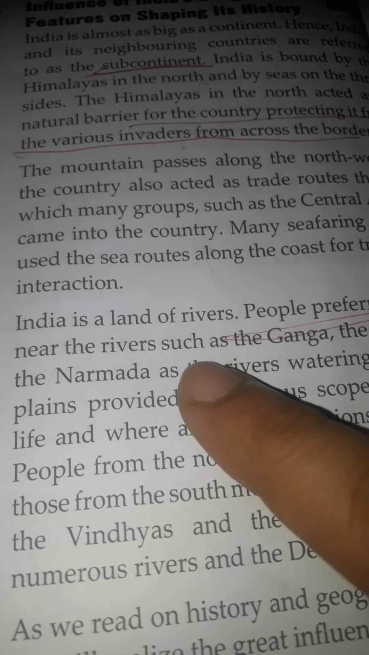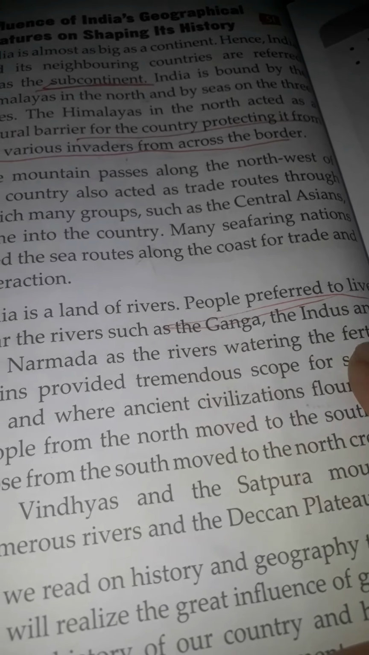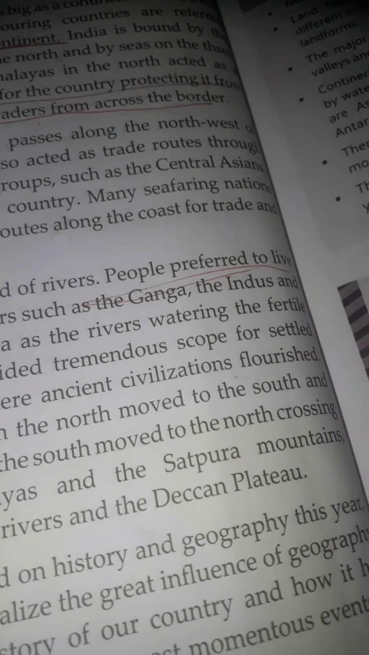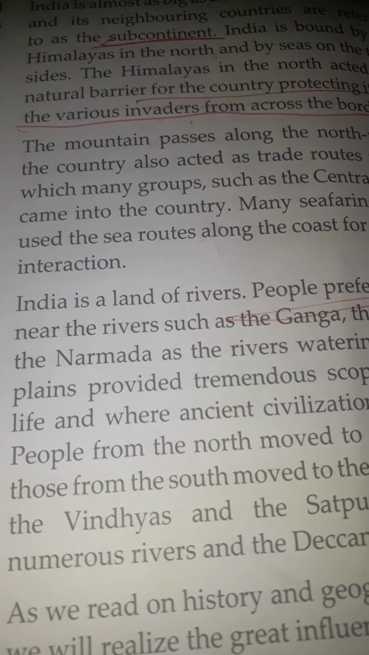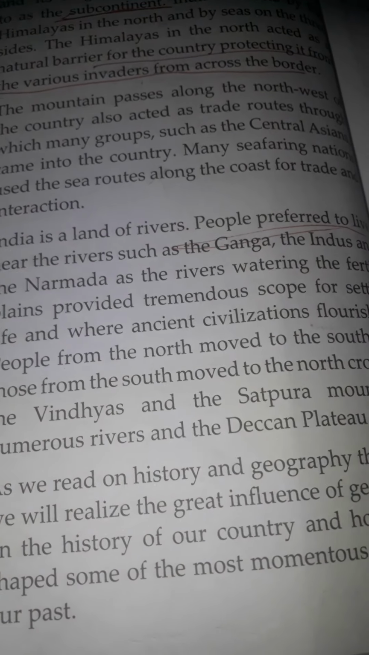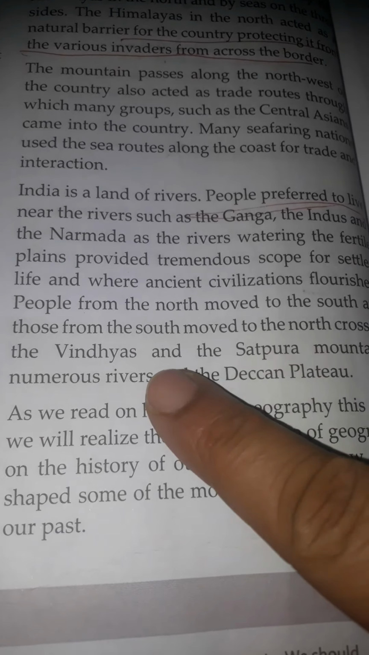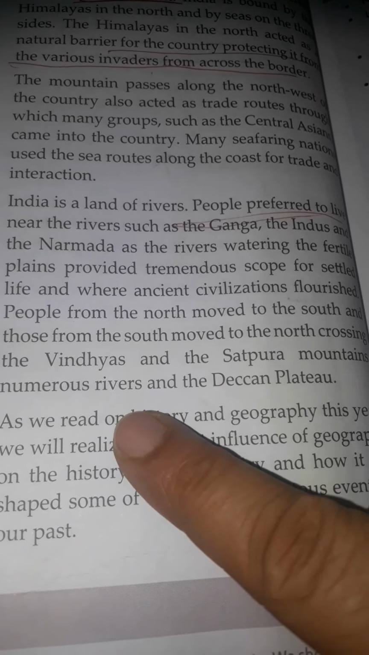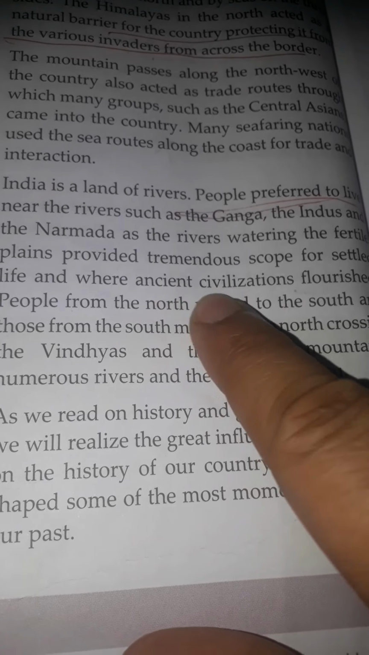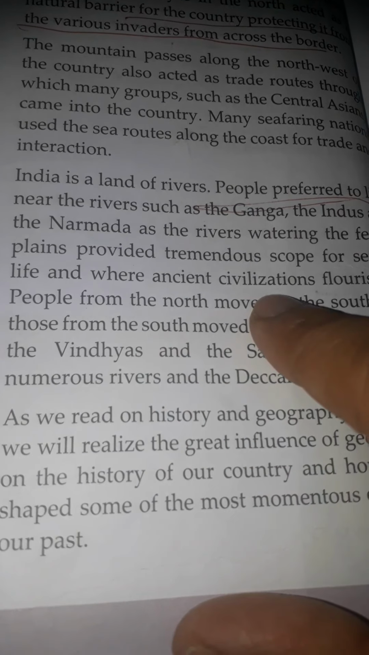So India is a land of rivers, and people prefer to live near rivers such as the Ganga, the Indus and the Narmada, as the rivers watering the fertile plains provided tremendous scope for a settled life, where ancient civilizations flourished. Those from the south moved to the north, crossing the Vindhyas and the Satpura mountains, numerous rivers, and the Deccan plateau. So here the question is, why did ancient civilizations flourish along the rivers?